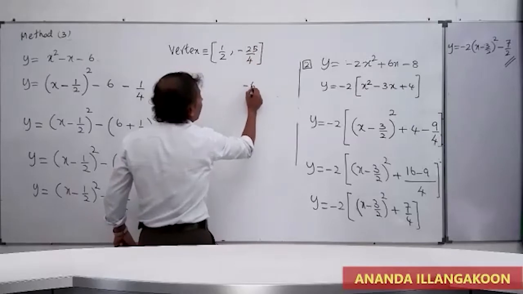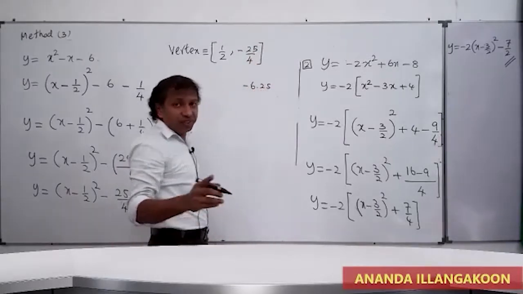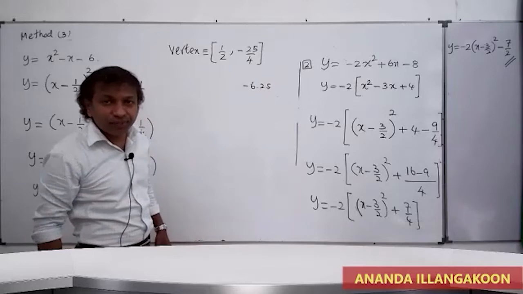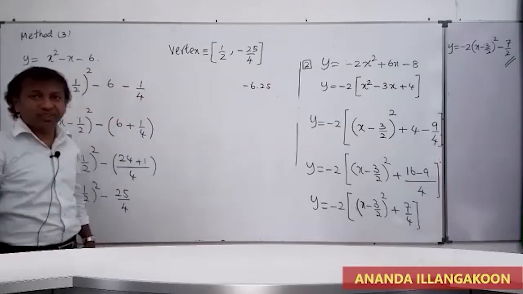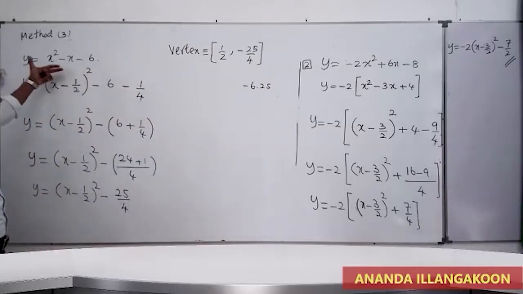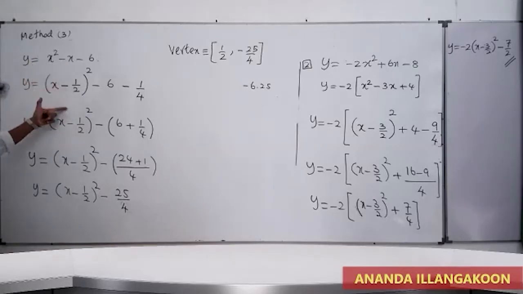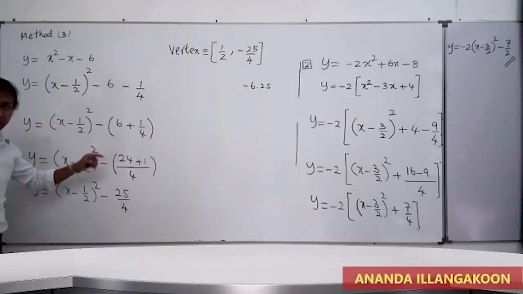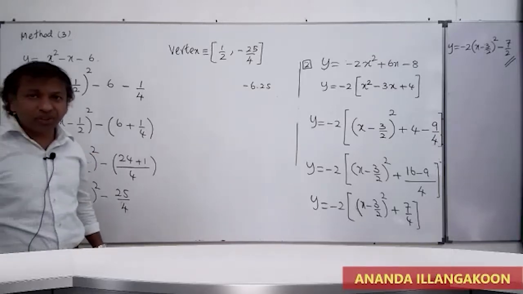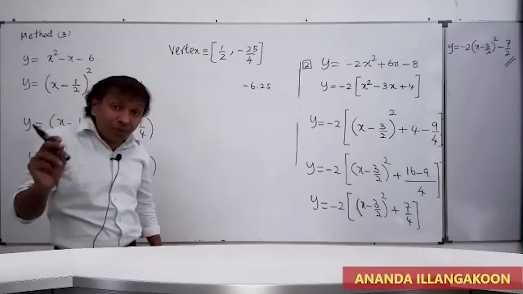-25/4 means, people, -6.25. See whether we got the same vertex. We got it, yes. Now in this completing the square method, people, though we have used 1, 2, 3, 4 steps, we can take the answer within 2 steps. Once you reach here, you can take the answer. So therefore, the vertex we can find. People, how to find the roots?